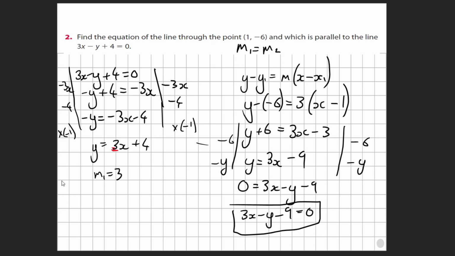Okay, guys? That's all you needed to do to find that equation of a line. I'll splice in the other half now.